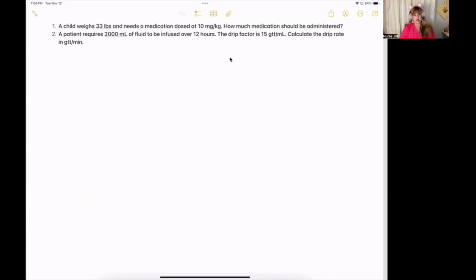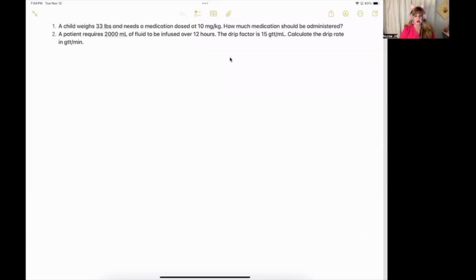But let's go ahead and start with a question, and I'll explain these 7 simple rules as we go through. Number 1: a child weighs 33 pounds and needs a medication dosed at 10 milligrams per kilogram. How much medication should be administered? Well, first off, we want to identify what the question is actually looking for. That's your rule number 1: find out what they're looking for.